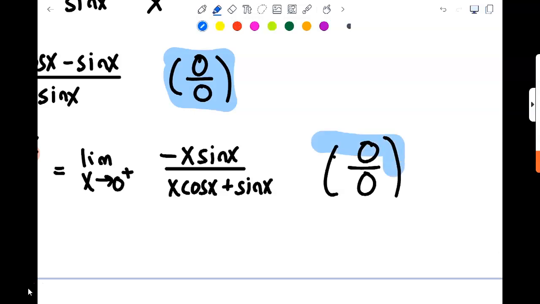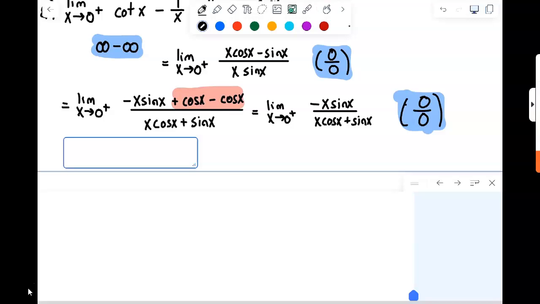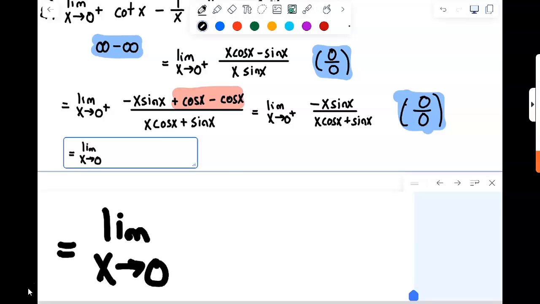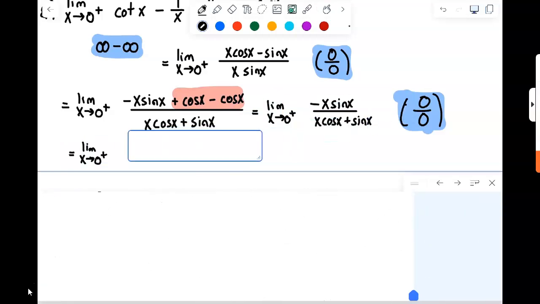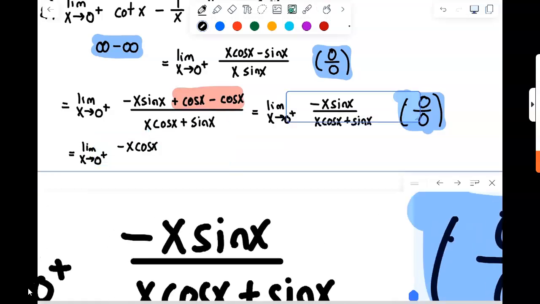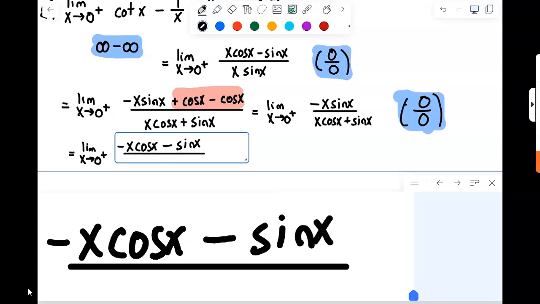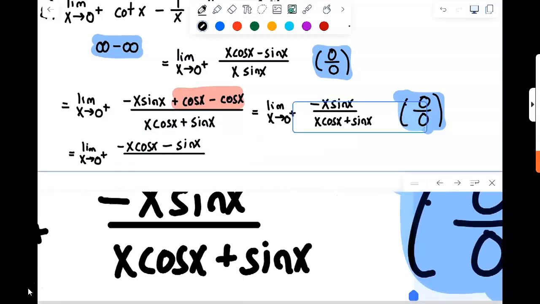We apply L'Hopital's rule a second time, hoping that will get us there, make some kind of progress. So limit x approaches 0, positive direction, the derivative of negative x sine, so that would be negative x cosine x, plus sine times the derivative of negative x, which would be minus sine x. Okay, that's still going to 0, which kind of leaves us a little discouraged.